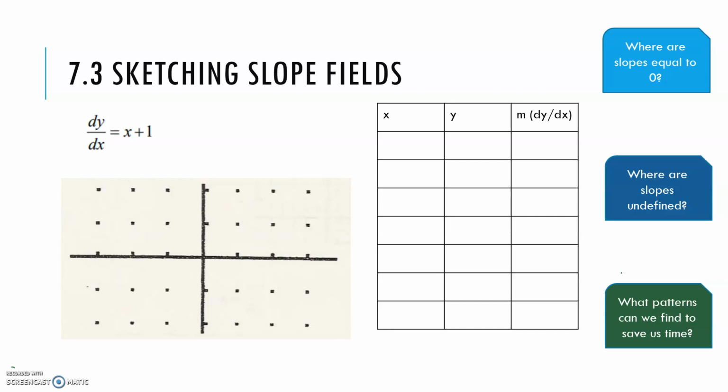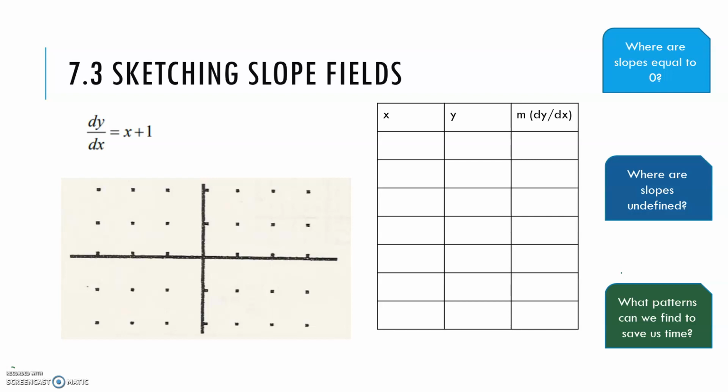So here's a differential equation. It's dy dx is equal to x plus 1. And what the differential equation tells us is the slope of the curve at any given point. So if I know the x-coordinate and the y-coordinate, I should be able to figure out the slope of the curve.